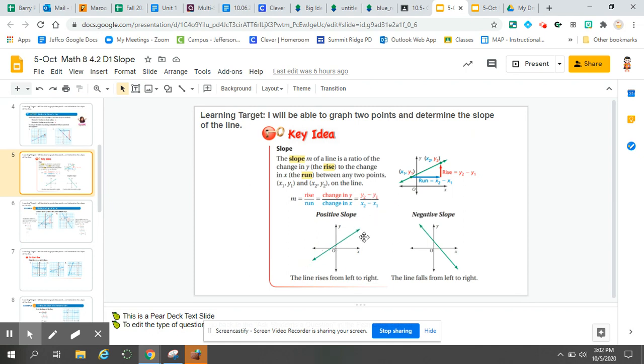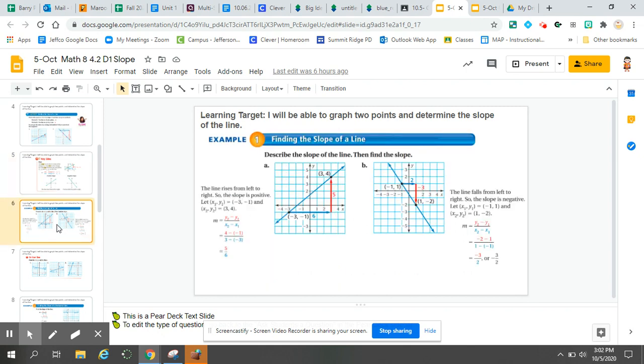Below here is showing you a positive graph. We always read graphs from left to right. It says it here. So when you're taking notes, make sure you go from left to right. Left to right, it's going up. From left to right, it's going down, positive and negative. Here is just an example of how they use the formula y2 minus y1 over x2 minus x1 to find the slope. So it's just a slide of notes.